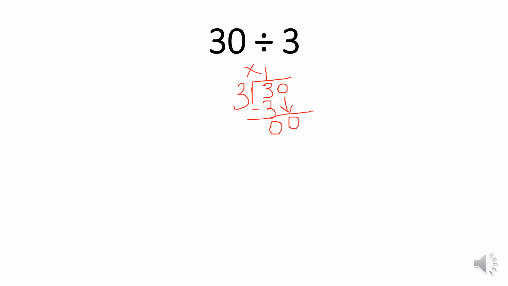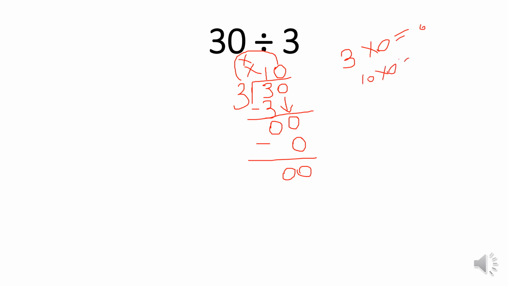Could 3 go into 0? Could this big number go into this smaller number? No. So 3 into 0 is 0. So if we multiply 3 by 0 is what? Still 0. Any number multiplied by 0 is 0. 0 take away 0 is 0. Okay, so 3 can go into 30 10 times. Any number you multiply by 0 is 0. 3 by 0 is 0. 10 by 0 is 0. 20 by 0 is 0.